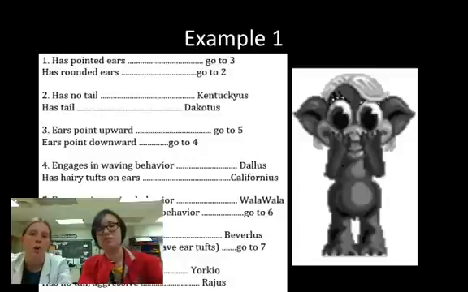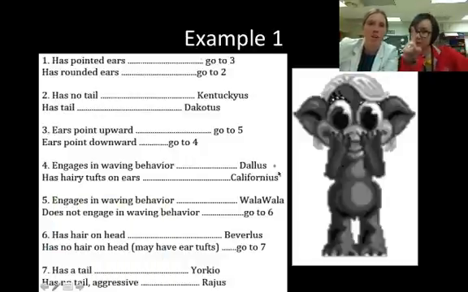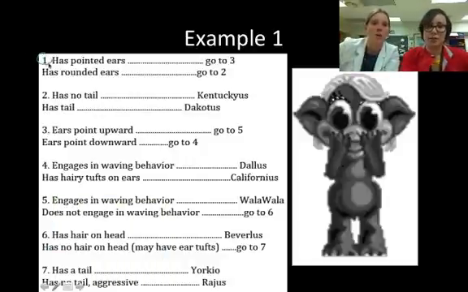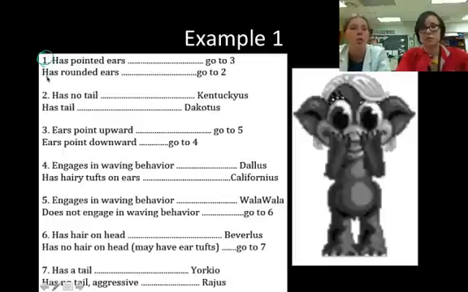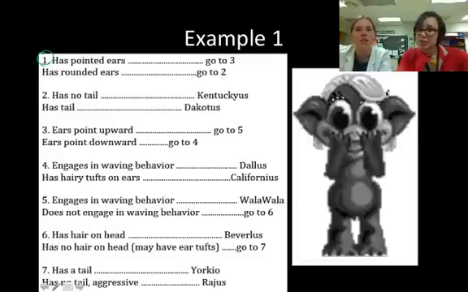Okay, here we go. So my most important rule is I'm always going to start with number 1. So I'm going up here and I see that the first choice I have to make is either my creature should have pointed ears or have rounded ears. So let's study our organism carefully, and we're looking at the ears. It looks like the ears on this guy are actually pointed. So I'm going to go back up to number 1 where it says has pointed ears, and I'm going to follow it all the way along to the right-hand side.